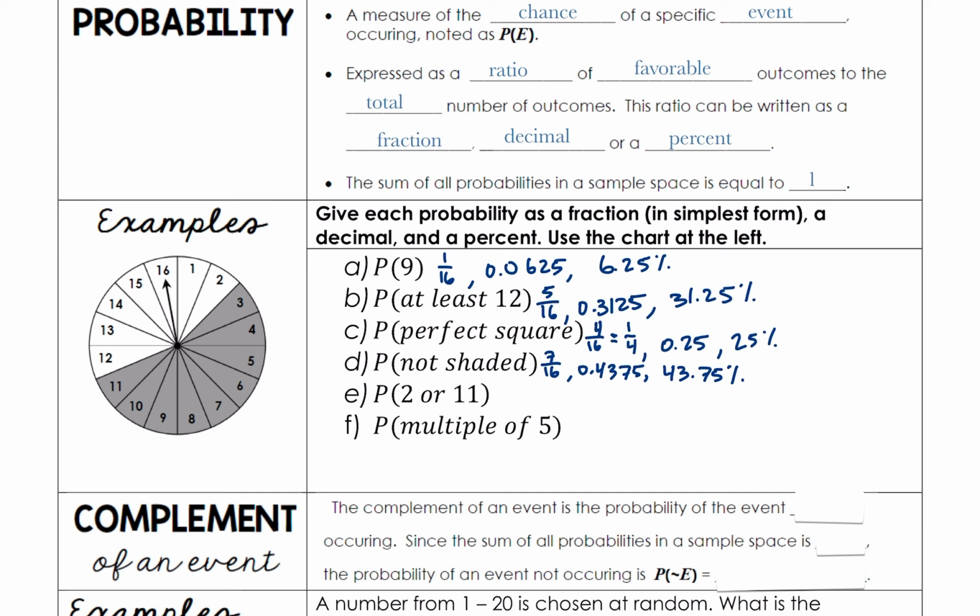Okay, now what's the probability of rolling a 2 or an 11? Well, I've got the 2 here and the 11 here, so I've got 1, 2 of my 16. So 2 over 16, which simplifies to 1/8. That'd be my fraction. My decimal would be 0.125, and my percent would be 12.5%.